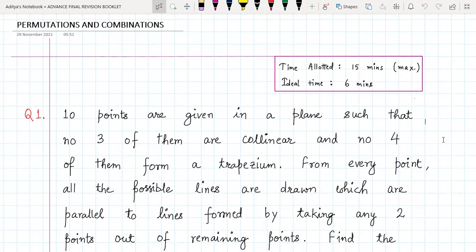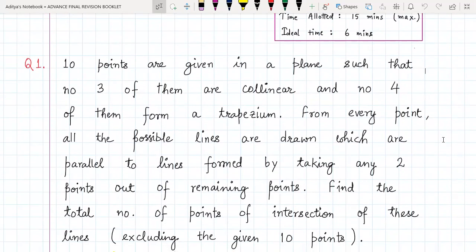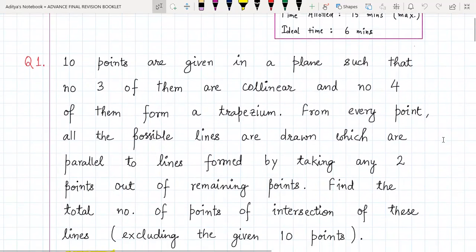So, the very first question is: 10 points are given in a plane such that no three of them are collinear and no four of them form a trapezium. From every point, all the possible lines are drawn which are parallel to lines formed by taking any 2 points out of the remaining points. Find the total number of points of intersection of these lines, excluding, of course, the given 10 points already.